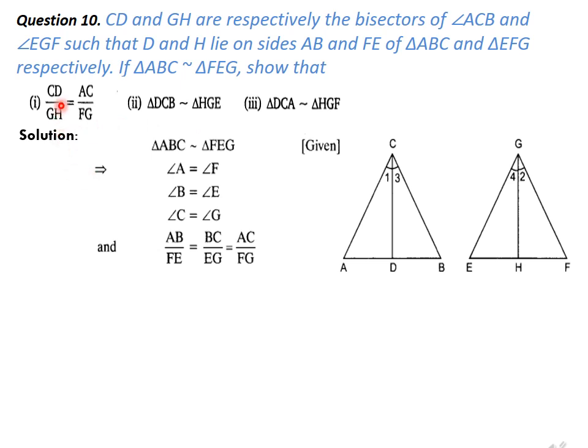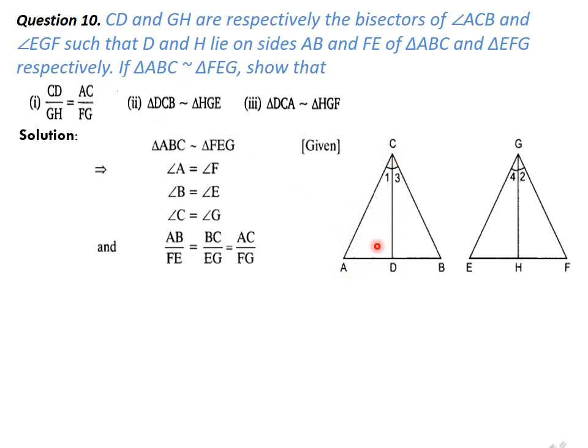Now we have to prove that CD by GH is equal to AC by FG. So CD by GH is equal to AC by FG. So we have to take the triangles where CD and AC lie.